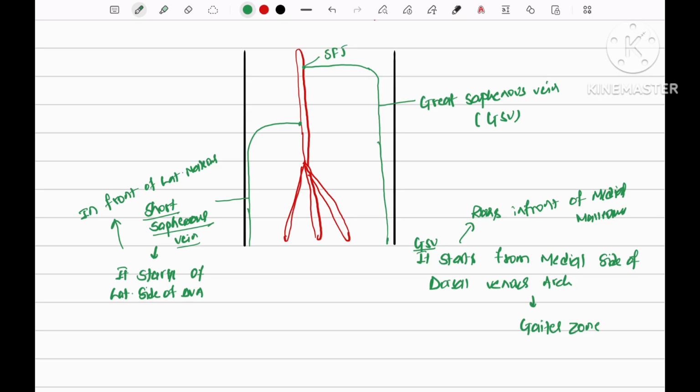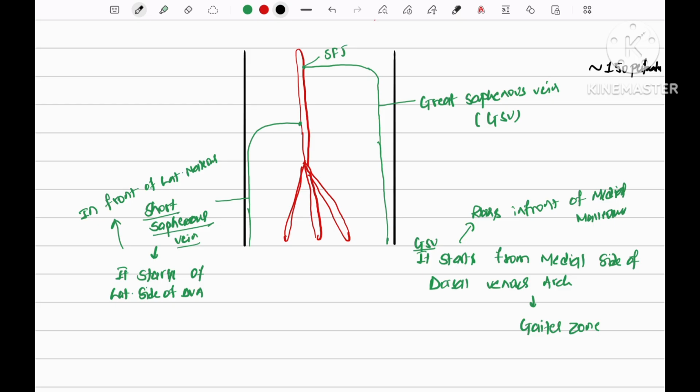Now let's talk about the perforators. There are around 150 perforators in our body, but we have to know a few. At first, there is one perforator which is at the level of the adductor canal.